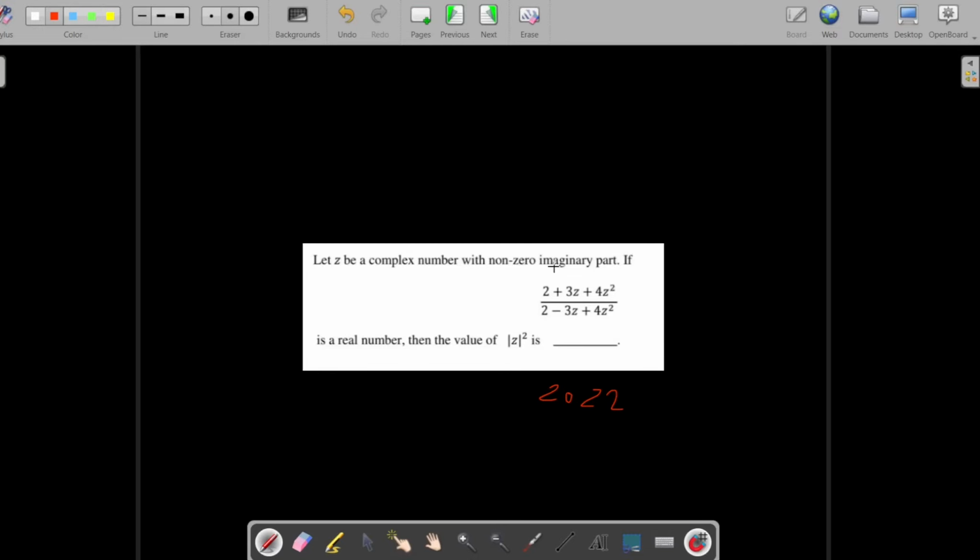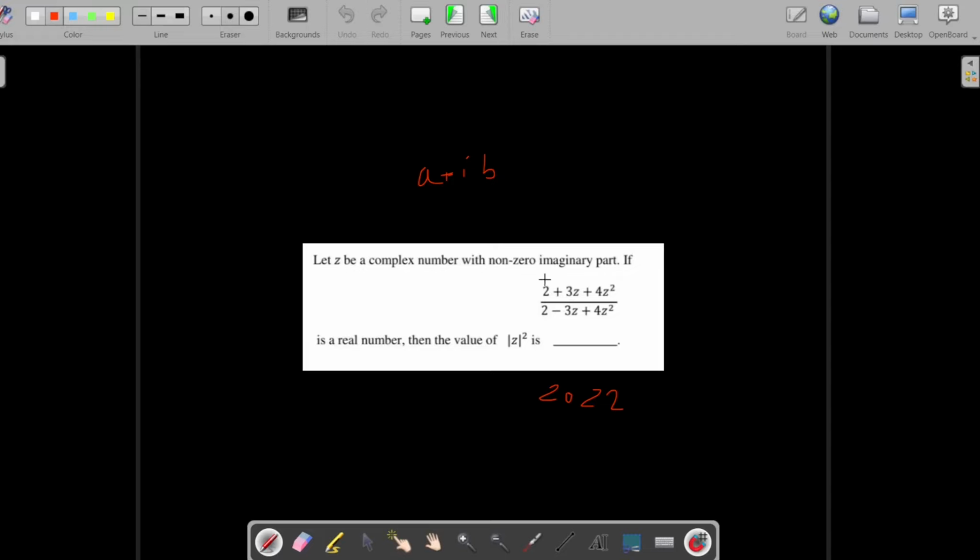Let z be a complex number with non-zero imaginary part. If this is a real number, then find the value of modulus of z square. Now, as I said, the topic of this video was how to manipulate z, z bar and mod of z to solve questions. So, if you would have come across complex numbers for the first time, your first hunch would be to substitute z as a plus ib or x plus iy and then solve it completely. But it can get very lengthy. So, using the properties we have just studied, the question reduces a lot.